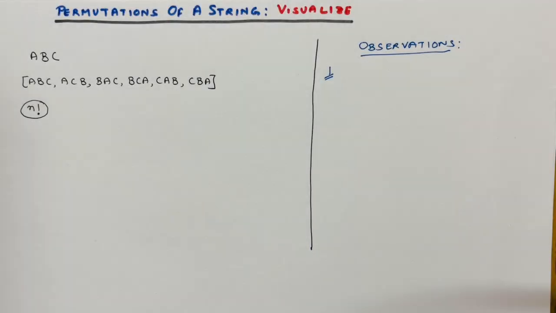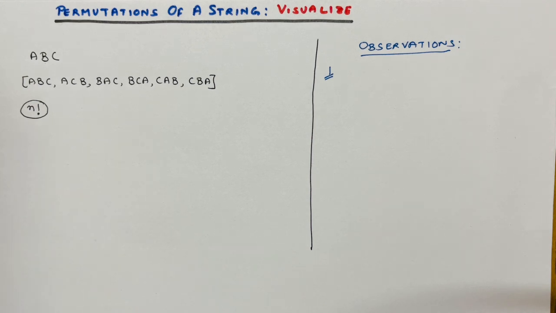Before moving to the solution, let us first visualize and make some observations. Here is the given string and here are the permutations. Now, how many permutations will be there for this string whose length is n? It will be n factorial.